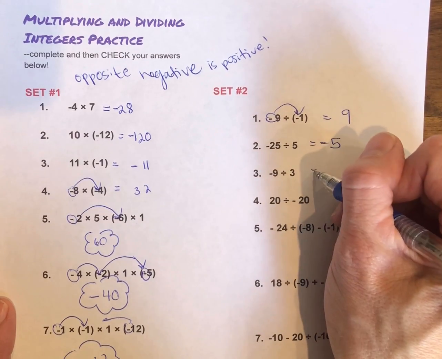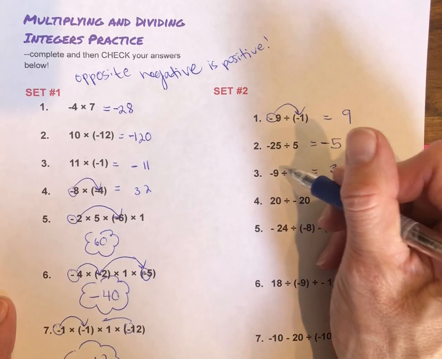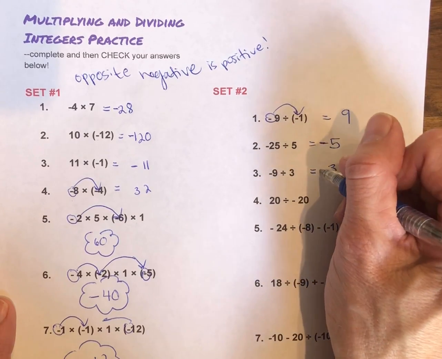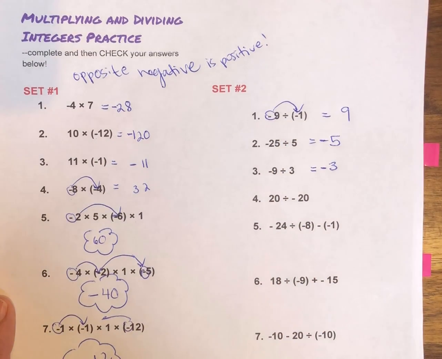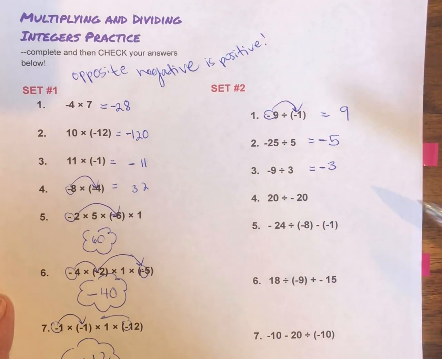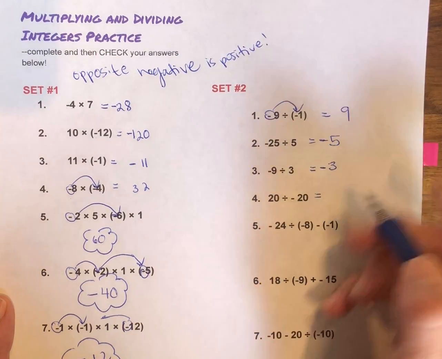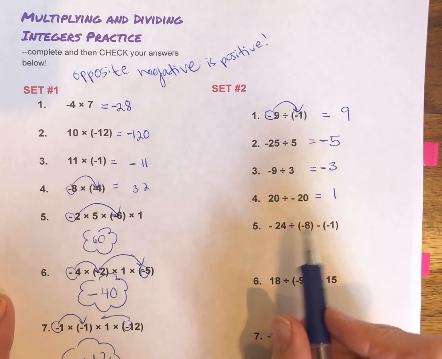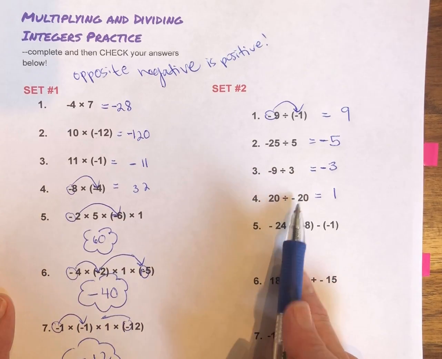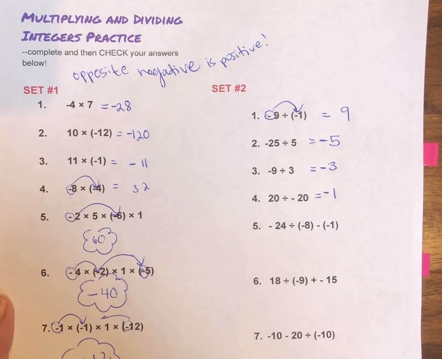Number 3 looks exactly the same as far as the negatives. 9 divided by 3 is 3. And the opposite of the positive makes it a negative 3. Remember, if I'm going a little bit too fast, you can feel free to push pause as needed and then replay when you're ready. 20 divided by 20 is 1. There's a negative. We're going to read that as opposite. Opposite of a positive is a negative 1.